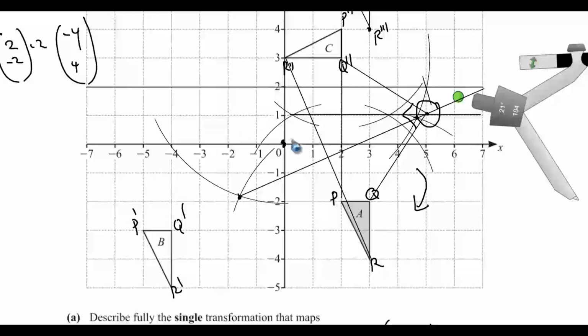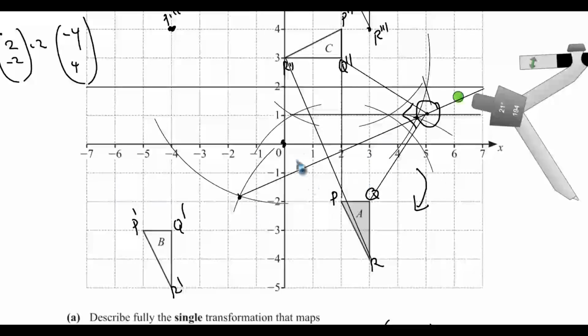So from the center of enlargement, let's count 4. 1, 2, 3, 4. Then y will be 4 upward. So it will be 1, 2, 3, 4. So this will be the point here. That will be P prime prime prime prime, 4 times.